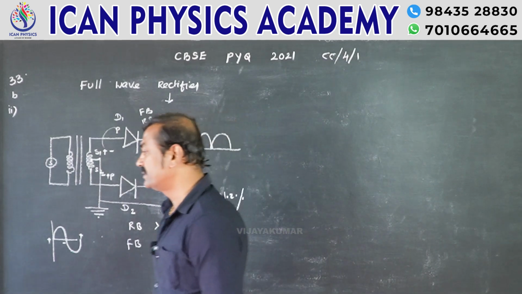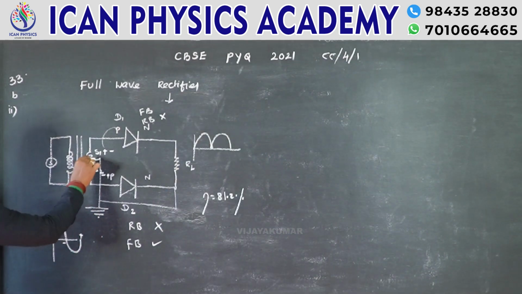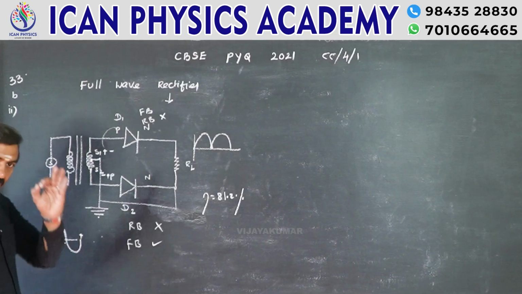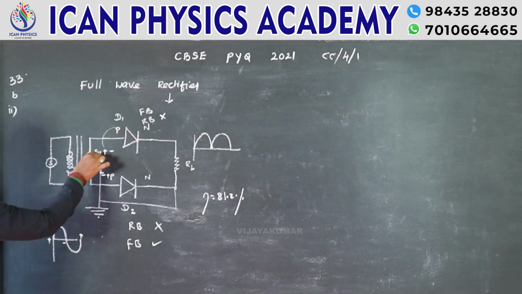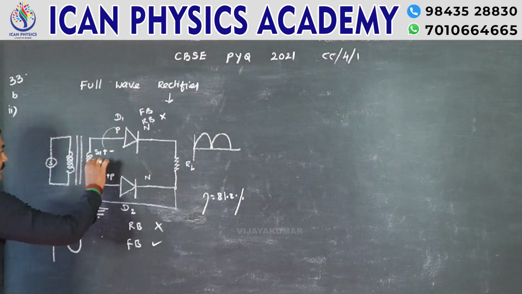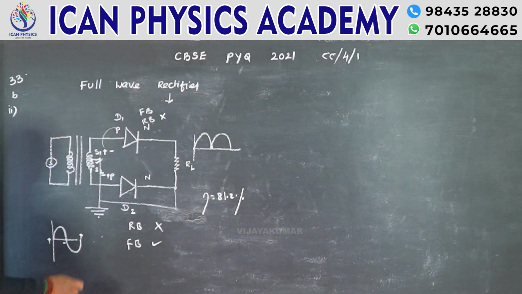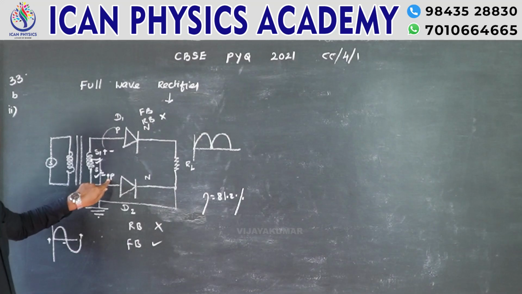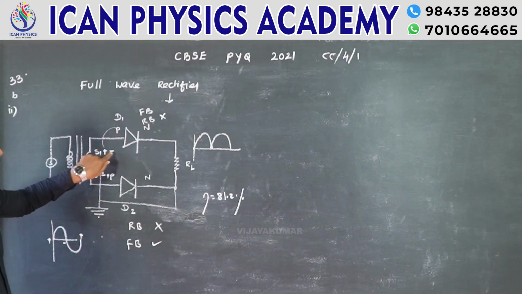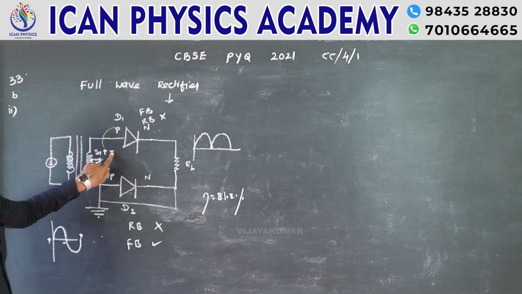No doubt. So here the transformer is center tapped. Why is it center tapped? When the P region of D1 is connected with the positive at any instant with respect to the center tap, then automatically S2 will be negative. On the other hand, when S2 is positive with respect to the center tap at any instant, then automatically D1 gets negative.